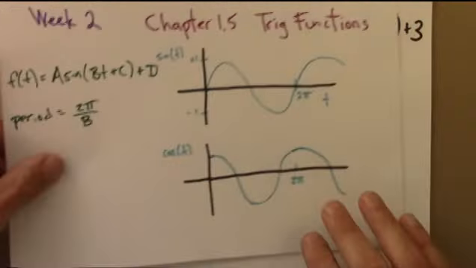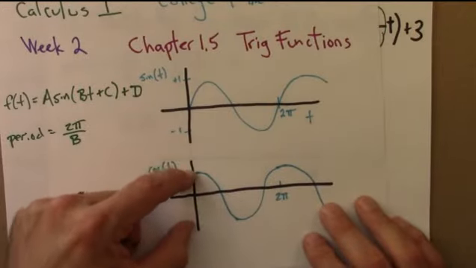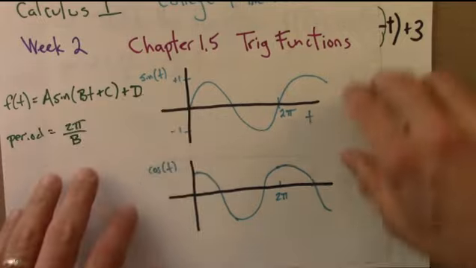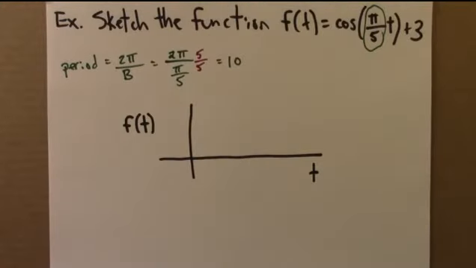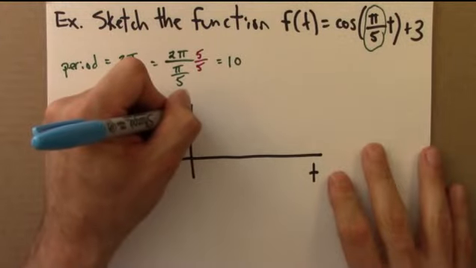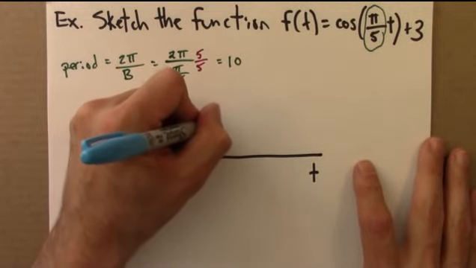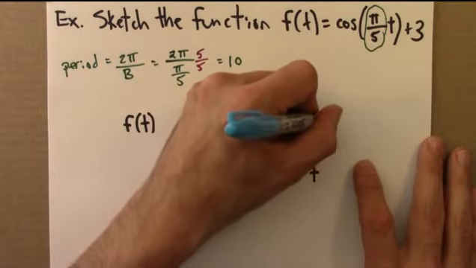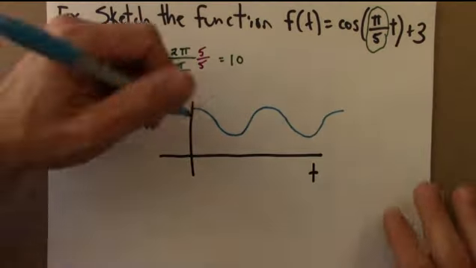So here's the basic cosine function. It goes from 1 to minus 1. If I add 3 to it, it'll go from 4 to 2. So let me attempt to draw that. It's going to start at 4, go down to 2, back up to 4, down to 2, and so on. So this is 4.